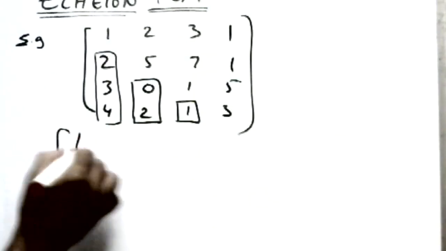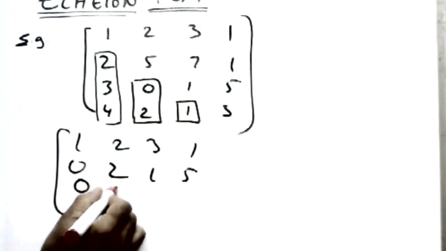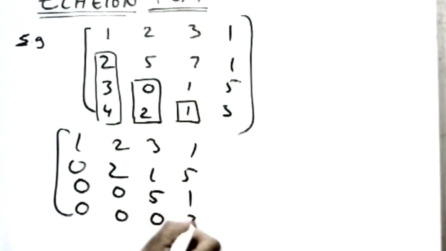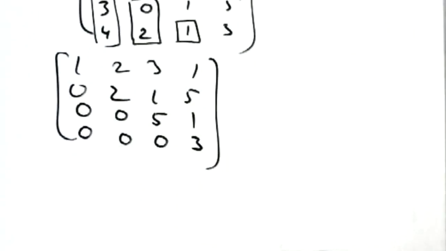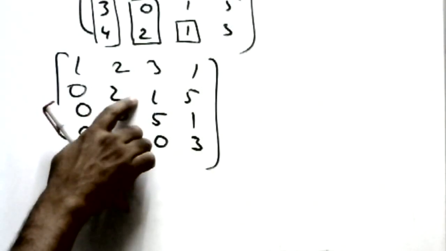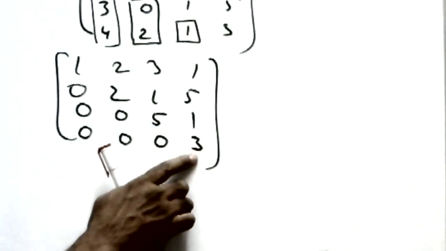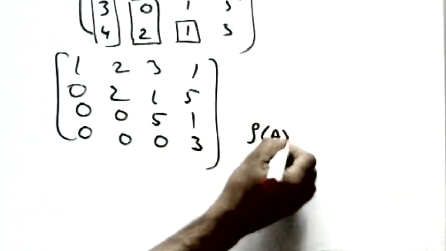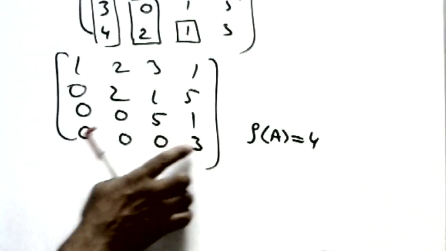Suppose we are left like this: 1, 2, 3, 1, 0, 2, 1, 5, 0, 0, 5, 6, 0, 0, 0, 3. Suppose we are left with a number here. That means this is a non-zero row, this is also non-zero, this is also non-zero, and this also we say is non-zero because 3 is left here. If 3 is left here, then the rank of A will be 4, if some number other than 0 is left here.